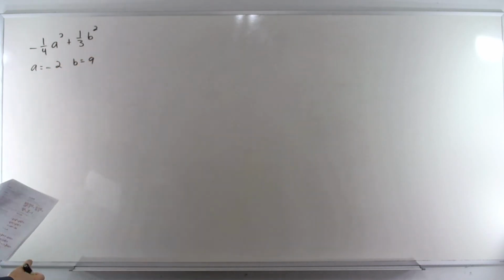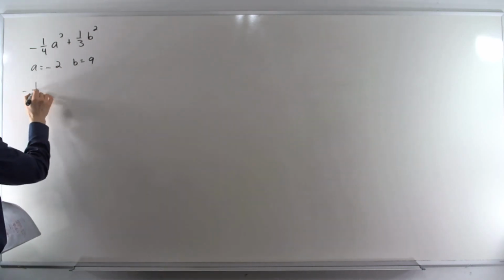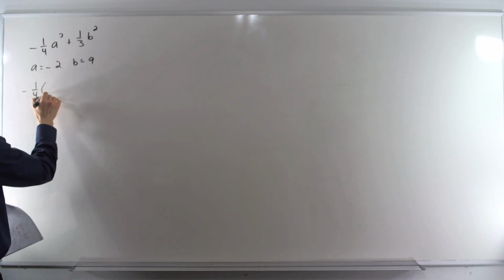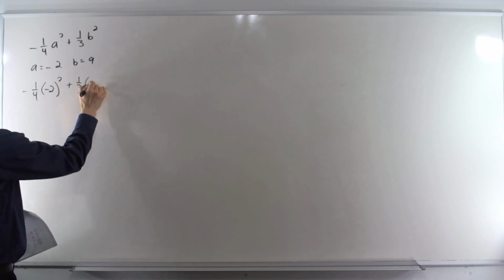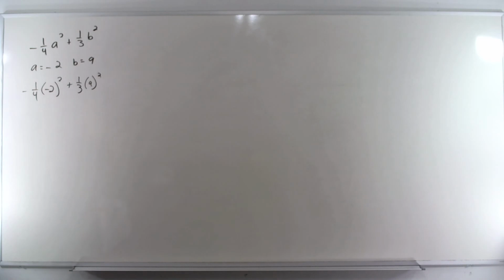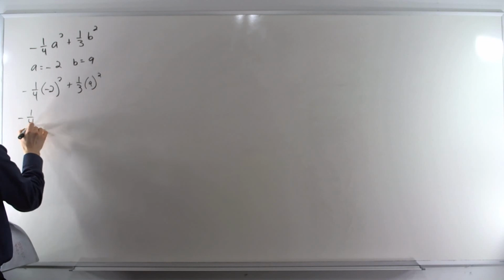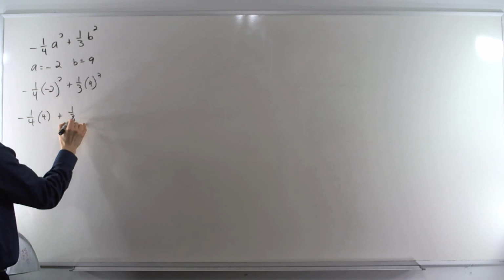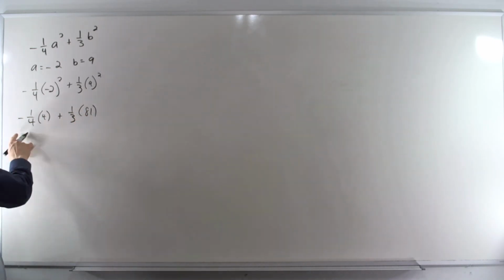So we got negative 1/4 a squared plus 1/3 b squared, where a equals negative 2 and b equals 9. So let's plug it in. Now evaluate the exponents. Negative 2 squared is positive 4. So it's negative 1/4 times 4 plus 1/3 times 9 squared, 81. Right, now we'll multiply these.